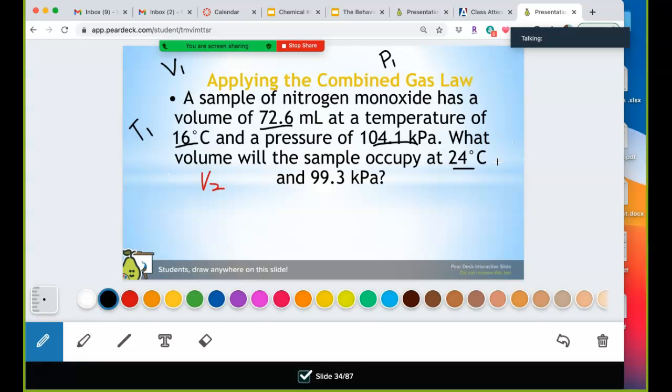And 99.3 kilopascals. Remember, kilopascals are a unit for pressure. So that's a P2. So a bunch of P's and a bunch of V's and a bunch of T's is combined gas law. So then you go, okay, well, what is the combined gas law? Well, let's just write it out.